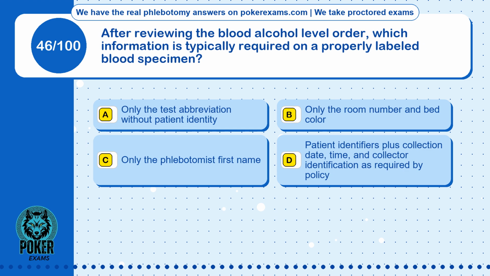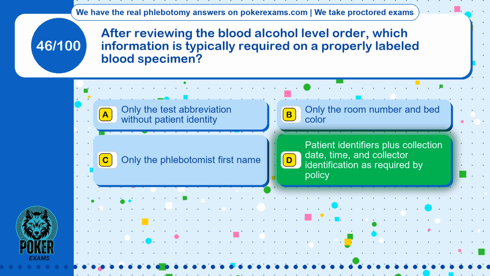Question 46. After reviewing the blood alcohol level order, which information is typically required on a properly labeled blood specimen? Option A. Only the test abbreviation without patient identity. Option B. Only the room number and bed color. Option C. Only the phlebotomist first name. Option D. Patient identifiers plus collection date, time, and collector identification as required by policy.